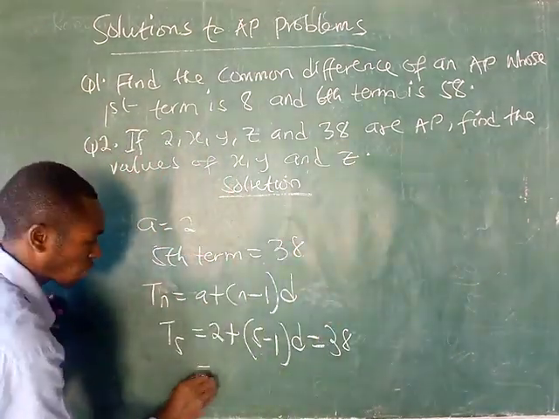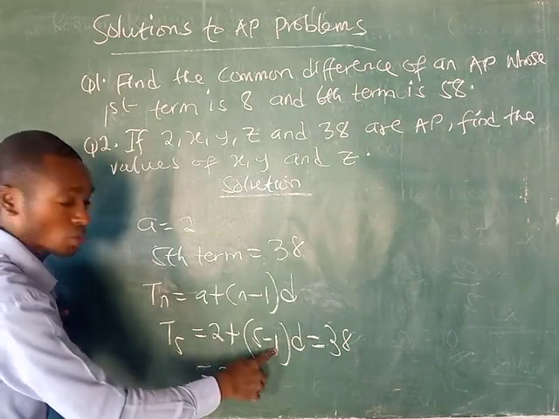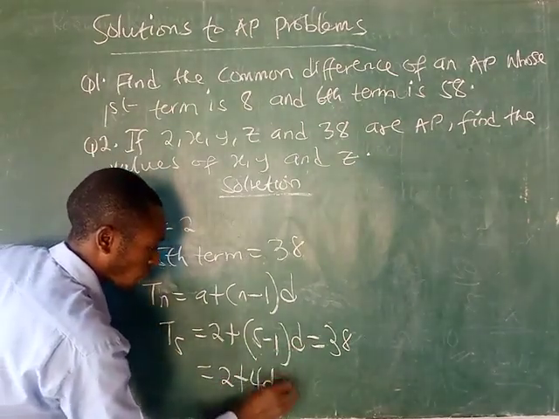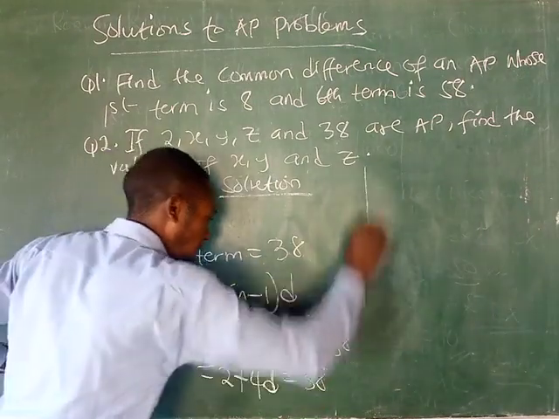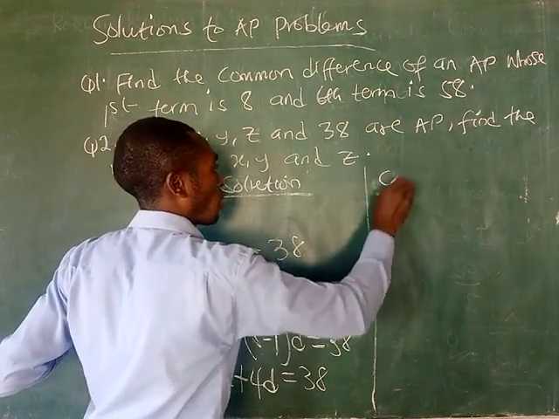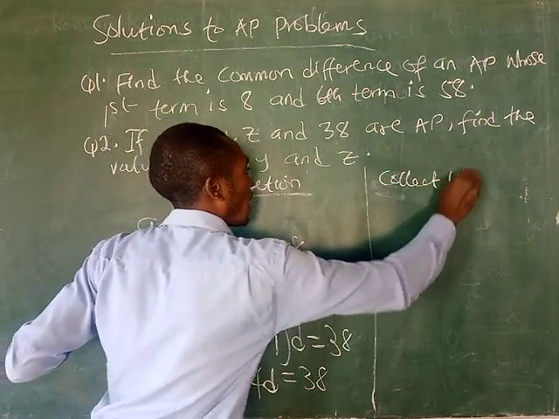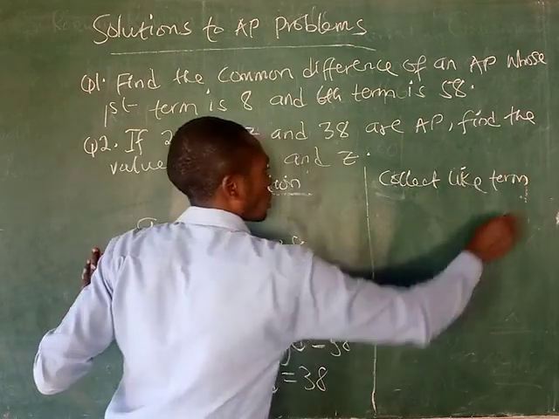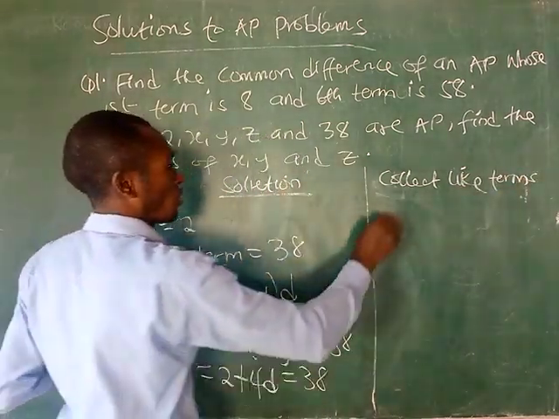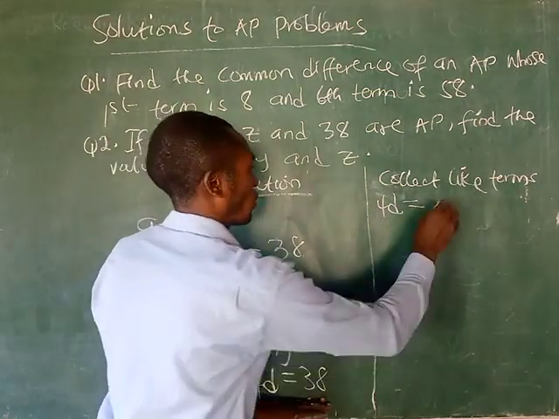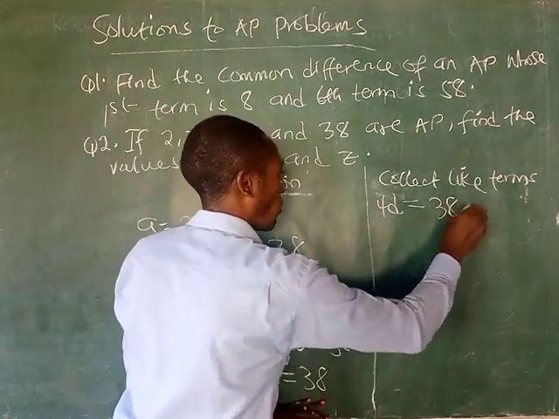So, we have 2, 5 minus 1 is what? 4. 4 times D plus 4D equal 38. If you collect like terms here, you have 4D. Collect like terms. So we have 4D equals 38 minus 2.